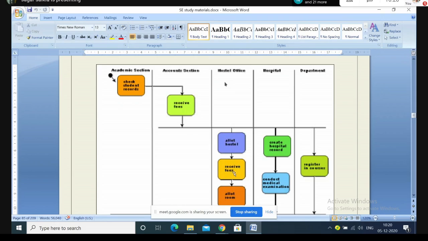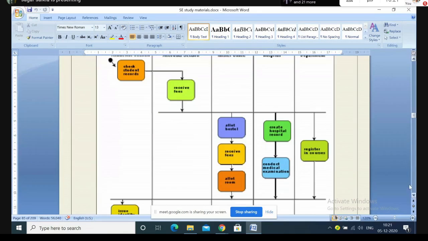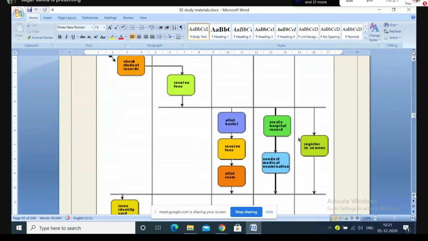Once he has paid the university fee, the hostel will be allotted accordingly. For the hostel, there will be some hostel or mess dues, and once this is paid, the rooms are allocated. Similarly, for the hospital you need to create the OPD record for the students, so that if there is some problem, the hospital can come and conduct a medical examination. For the department, we need to register for the courses.